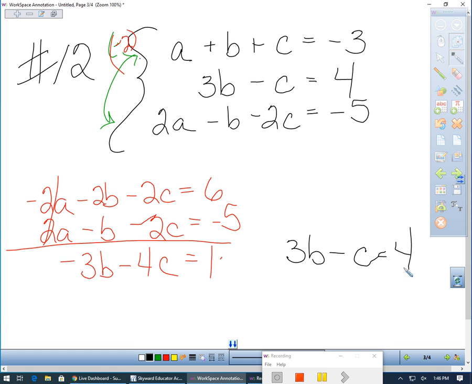So for homework, you have 10, 12, 14, and 16. That's it. Yeah, you should get negative 5c equals 5, right? Okay.